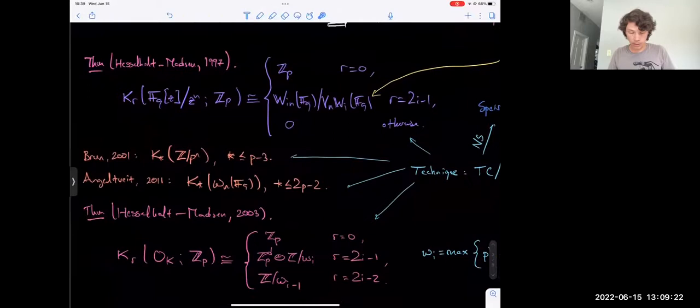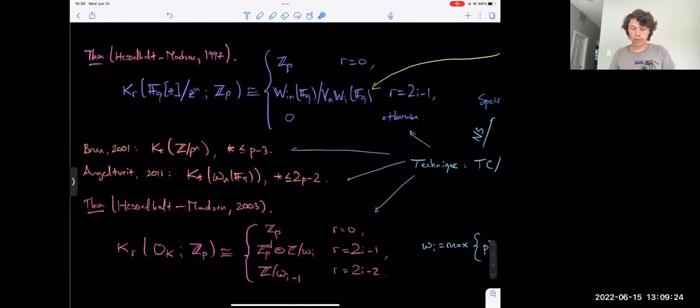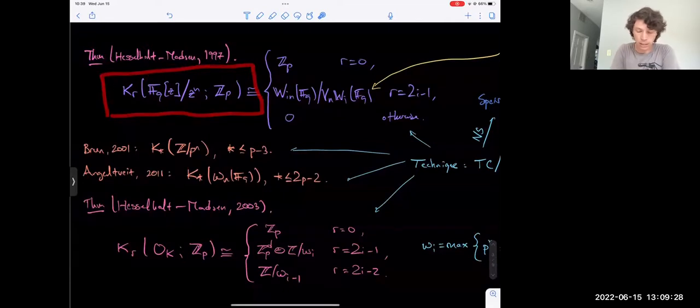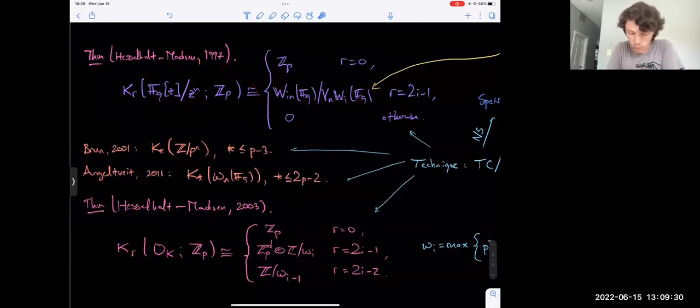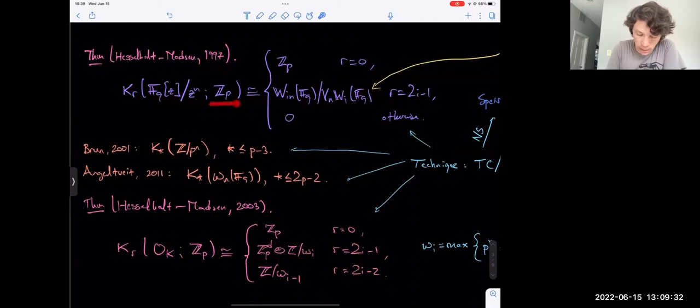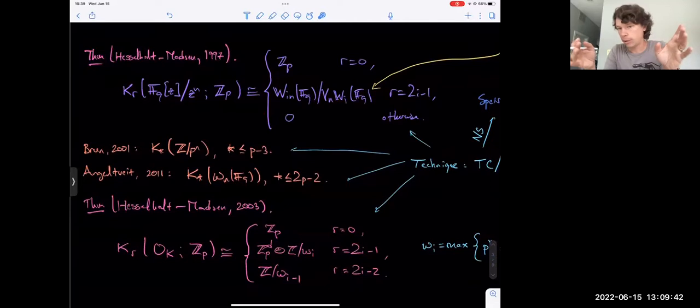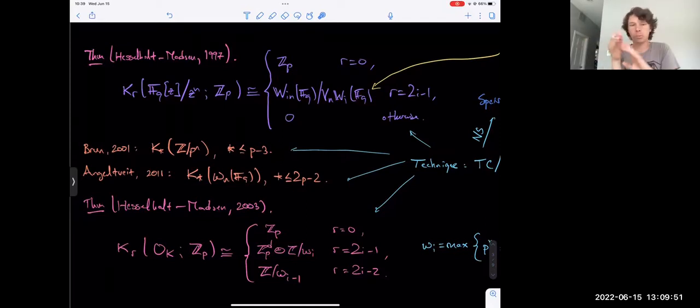Later, important work of Hesselholt-Madsen gave a complete calculation of the K-theory of truncated polynomial rings. And note that this K-theory has these coefficients Z_p. All that means for the purpose of this talk is that you p-complete every K group. And that has the effect of excising any information that's prime to p. Okay, so you p-complete the K group.